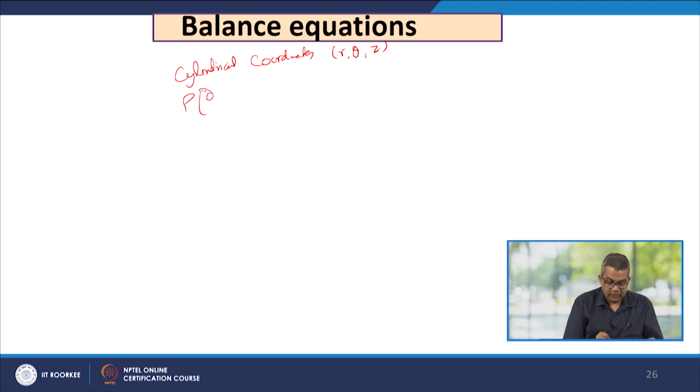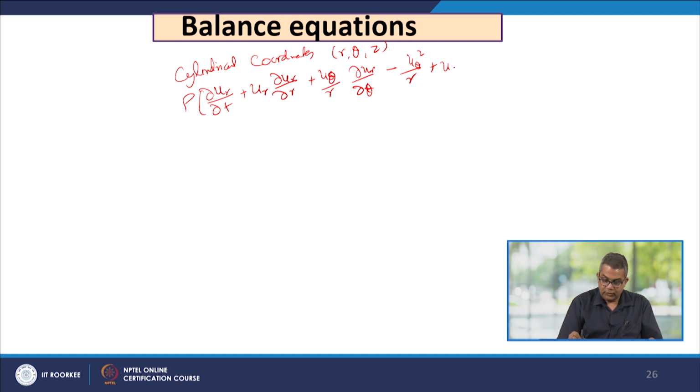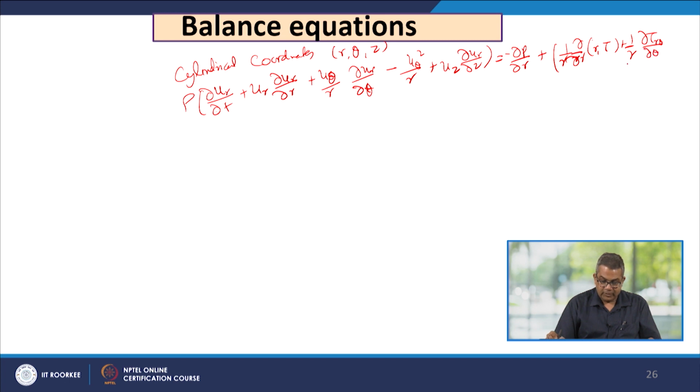So rho (del ur over del t plus ur del ur over del r plus u theta over r del ur over del theta minus u theta square over r plus uz del ur over del z) is equal to minus del p over del r plus 1 over r del (r tau rr) plus 1 over r del tau r theta over del theta minus tau theta theta plus del tau zr over del z plus rho g r.